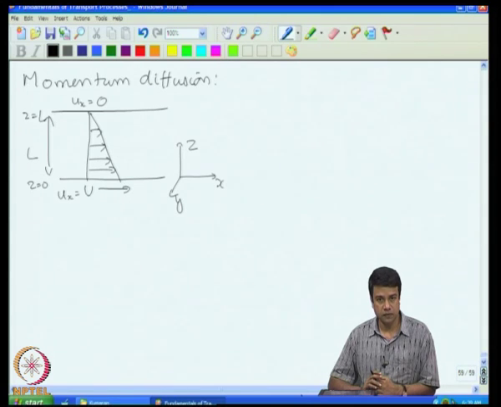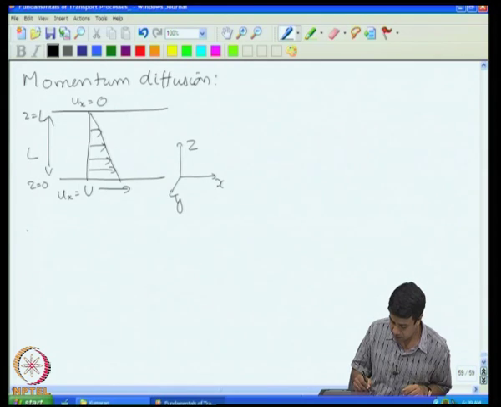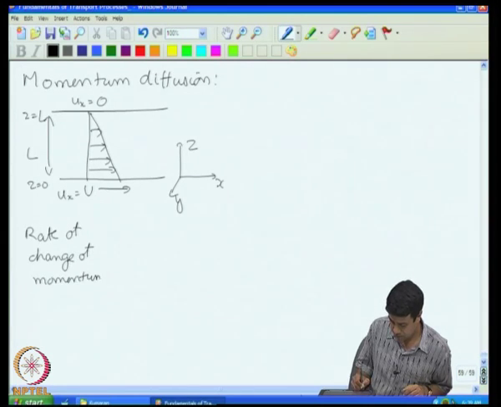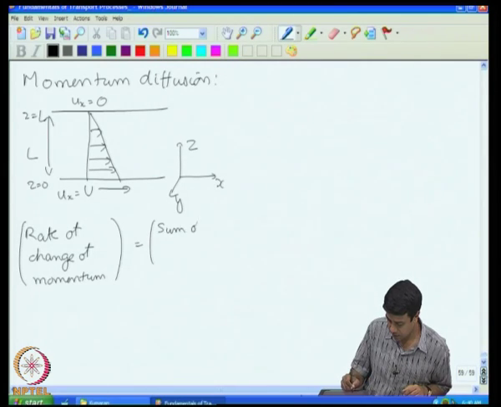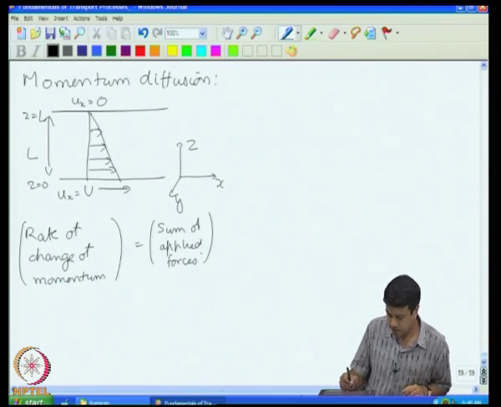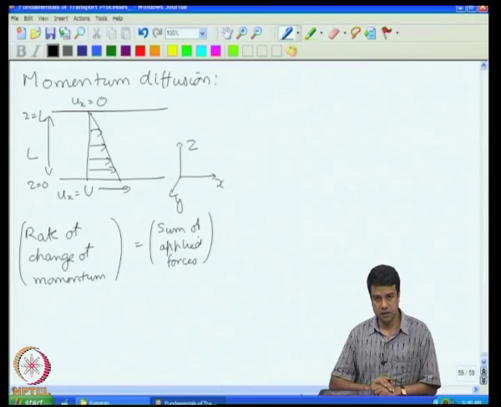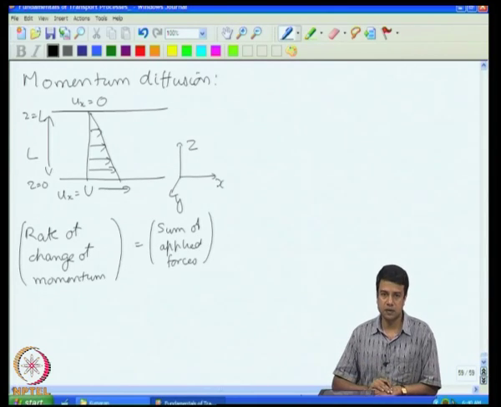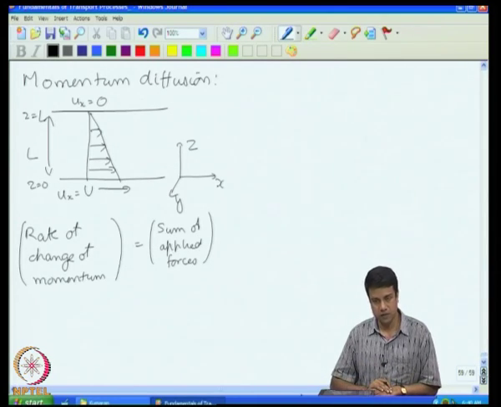The balance condition for momentum which we use is slightly different. The balance condition is that the rate of change of momentum is equal to sum of applied forces. This is the same as Newton's; this is what comes out of Newton's laws of motion. Rate of change of momentum is equal to sum of applied forces.